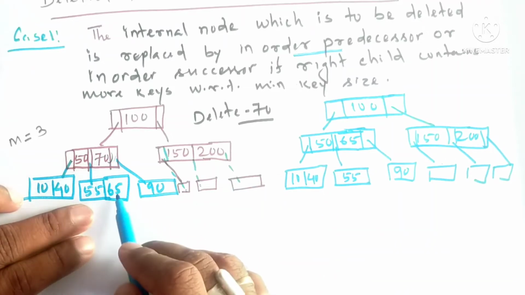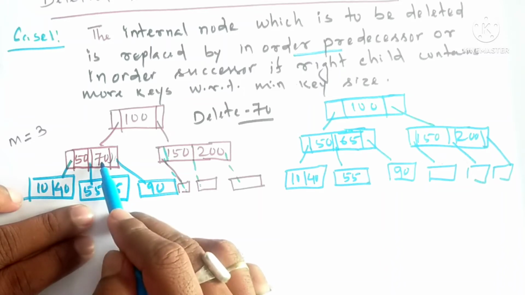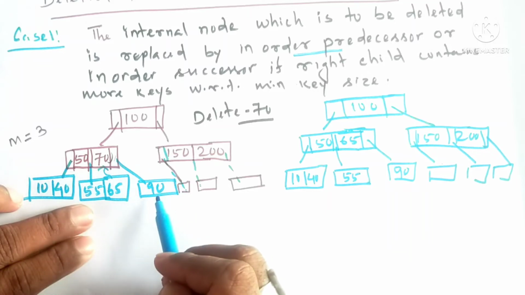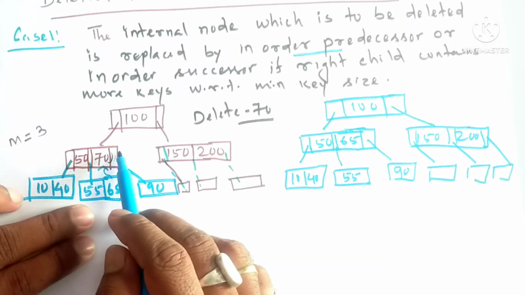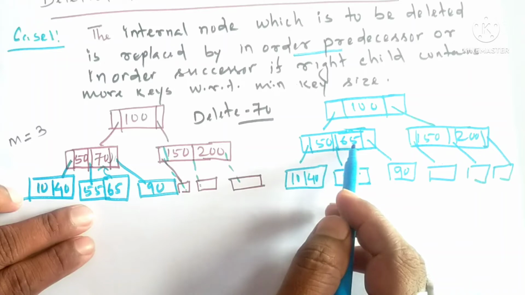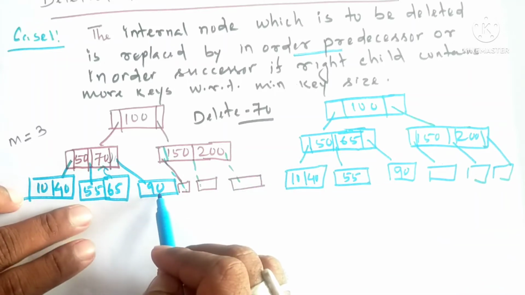I have deleted it by taking the help of your inorder predecessor value. So 65 jumped to 70's place, then 70 is deleted, then 65 is placed in the place of 70, and 65's right child will be the previous right child value.